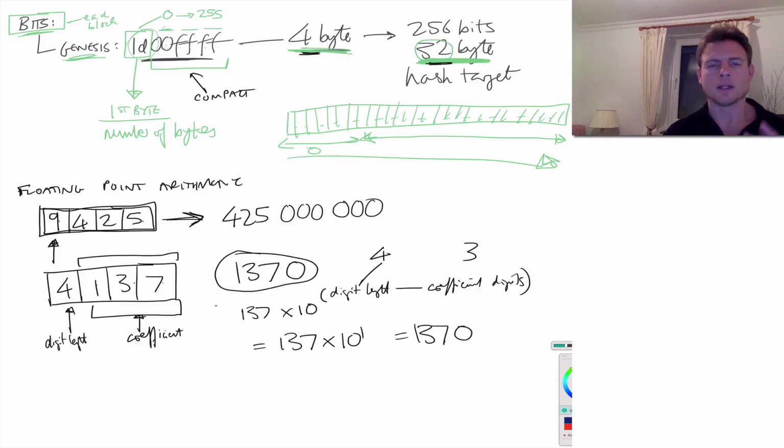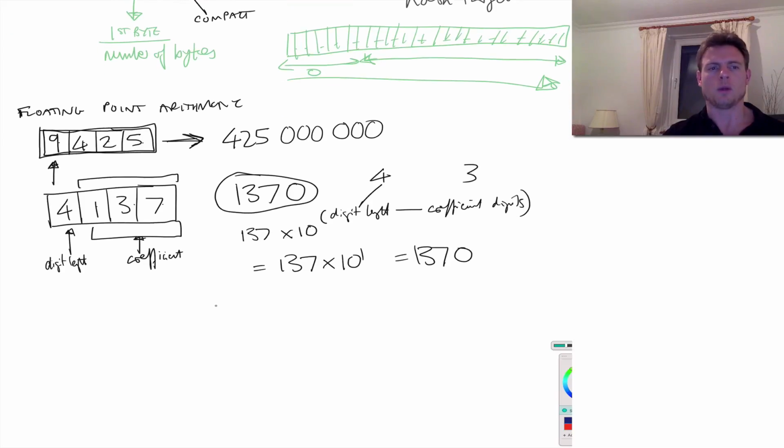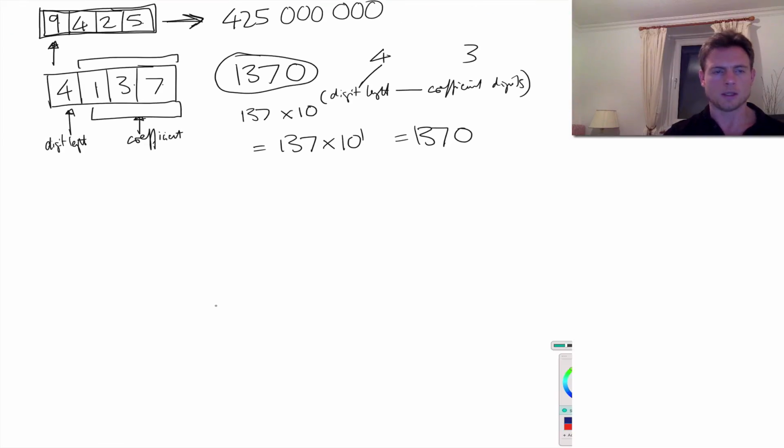So that's an analogy in decimal, and that's exactly how the compact notation works in this compact Bitcoin protocol. The only difference is that the numbers are a lot bigger. I'm going to try and keep this number in the frame here. In compact notation, instead of having four decimal digits, we have 4 bytes: 1, 2, 3, 4.